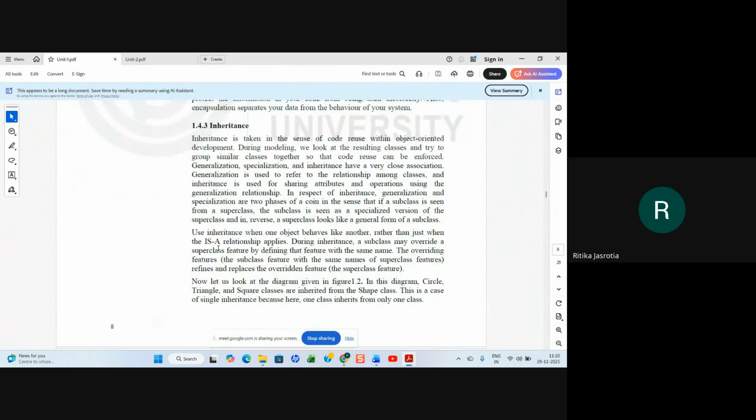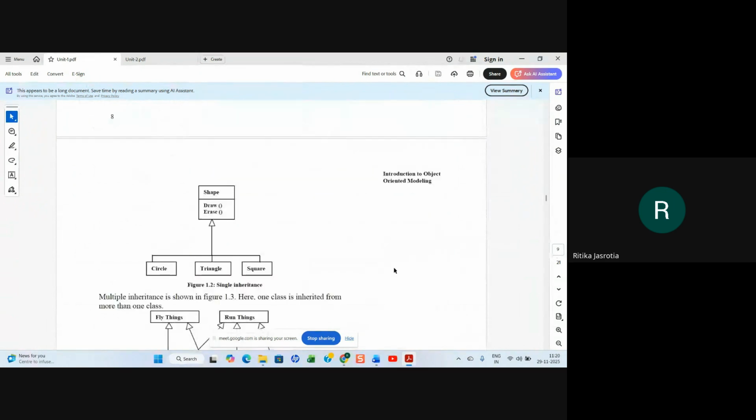So use inheritance when one object behaves like another rather than just when the is-a relationship applies. During inheritance, a subclass may override a superclass feature by defining that feature with the same name. The overriding feature, the subclass feature with the same name as the superclass feature, refines and replaces the overridden feature, the superclass feature. So you can give an example like this.